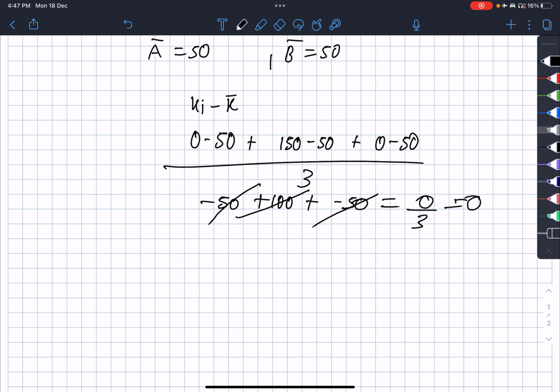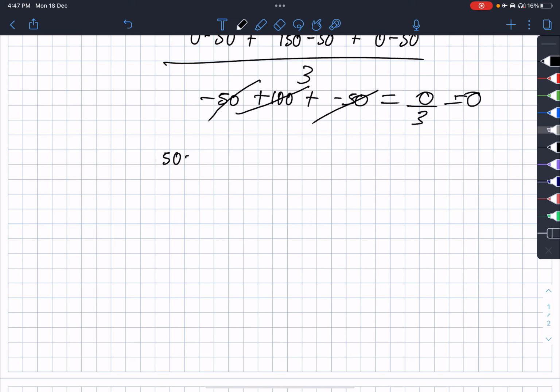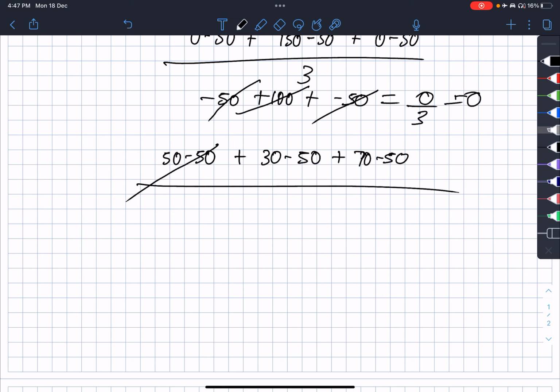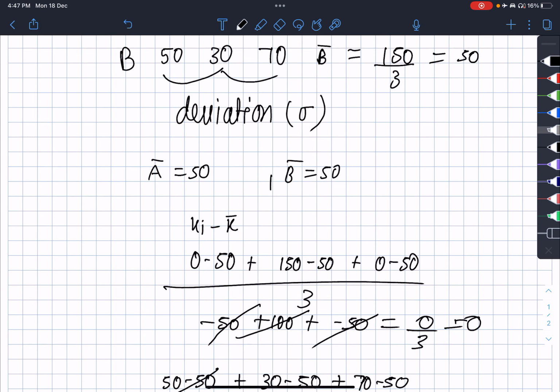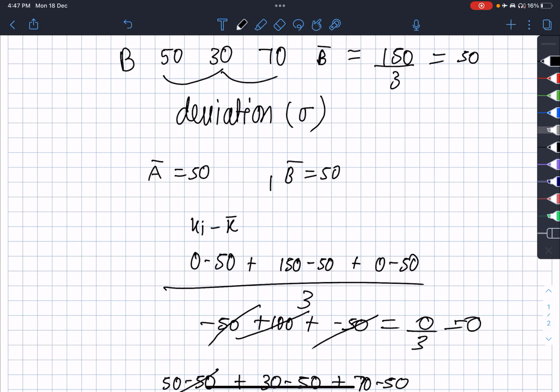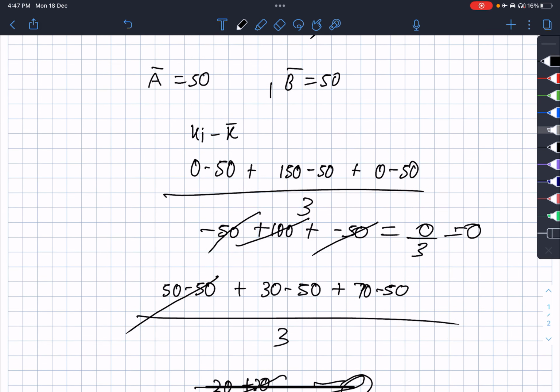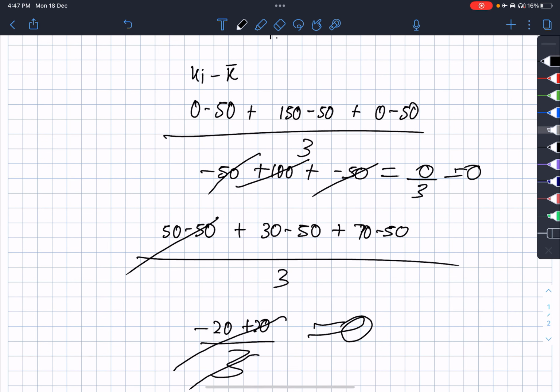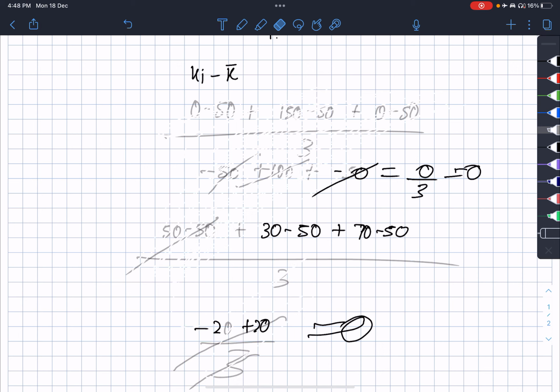For player B, what do we have? 50 minus 50 plus 30 minus 50 plus 70 minus 50, by 3: minus 20 plus 20. This also cancels out. I think we have made some mistake here. It is a deviation, but if we have to take out the standard deviation, I made a mess here. So what are we going to take here? Standard deviation.